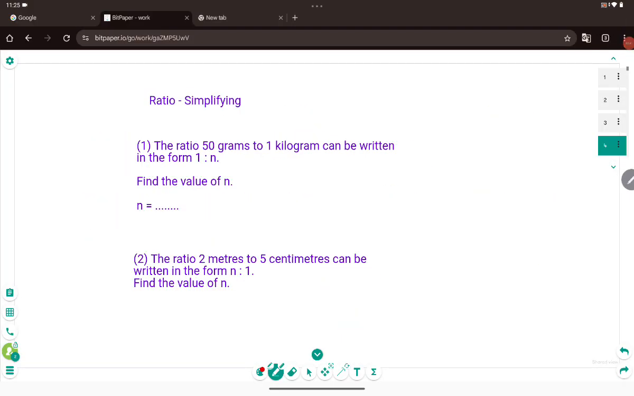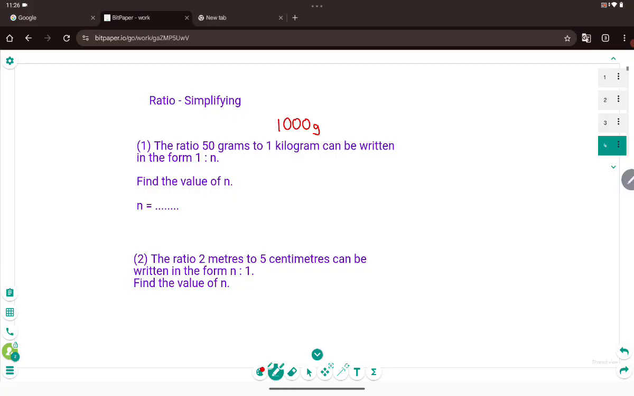Okay, we also need to be able to simplify or write in the form 1 to n. So let me explain what that means in a minute. We've got the added problem of having to convert to the same units. So there is a recording on unit conversion somewhere. You might want to watch that before you have a go at these questions. So we can't write the ratio until we have consistent units. We've got 50 grams and we've got 1 kilogram. Now 1 kilogram is the same as 1,000 grams. So when we initially write it in our ratio, we need the units to be consistent, so grams to grams.